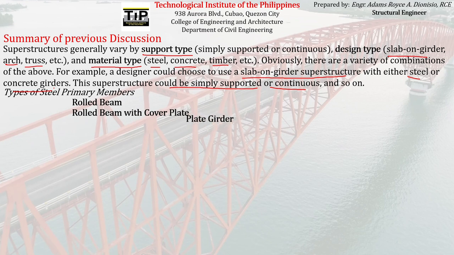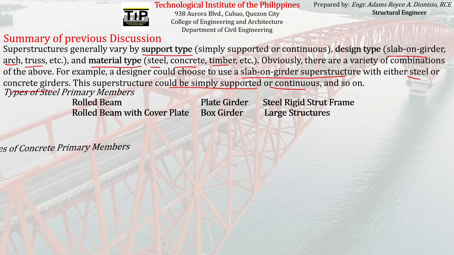We began the discussion with the steel primary members, which are rolled beam with cover plate girder, which is the type of steel primary member that is usually used in the industry nowadays, as well as the box girder, steel rigid strut frame, large structures, etc. Those are the common types of steel primary members, which is usually the basis of the name of the superstructure type itself.